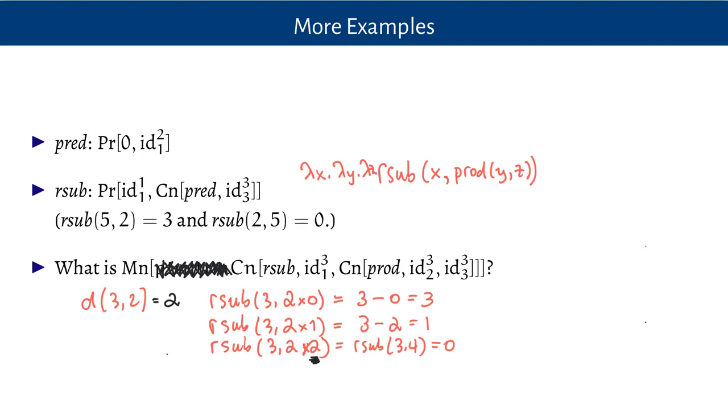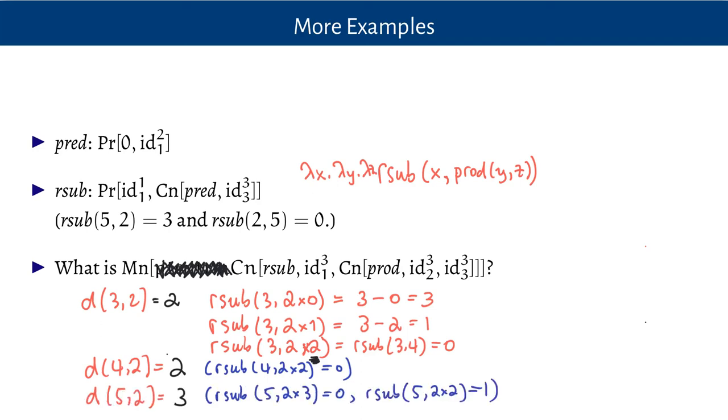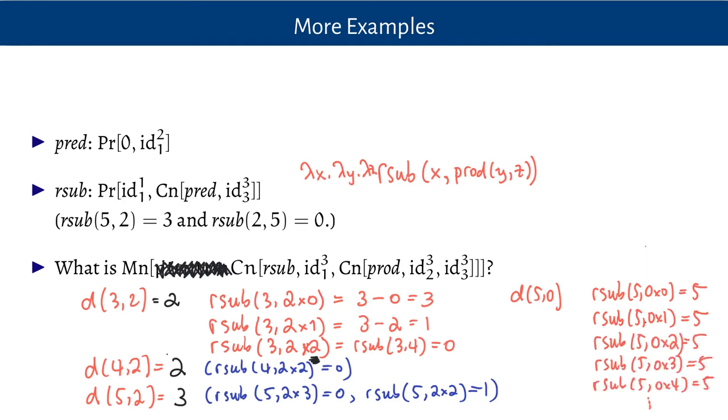If you try it for yourself, you'll see that the result of our function applied to 4 and 2 will be 2 as well. And the result of our function when applied to 5 and 2 will be 3. It's worth thinking about what happens when we apply the function to, say, 5 and 0. We calculate R sub of 5 and 0 times 0, which is 5. So we try R sub of 5 and 0 times 1, which is also 5. And then R sub of 5 and 0 times 2, etc., etc. No matter how much we crank up this last input, the fact that we are multiplying it by 0 means we'll get nowhere. We'll never have a large enough value to subtract from 5 because the value that we're subtracting from 5 is always 0. And so D of 5 and 0 is undefined.